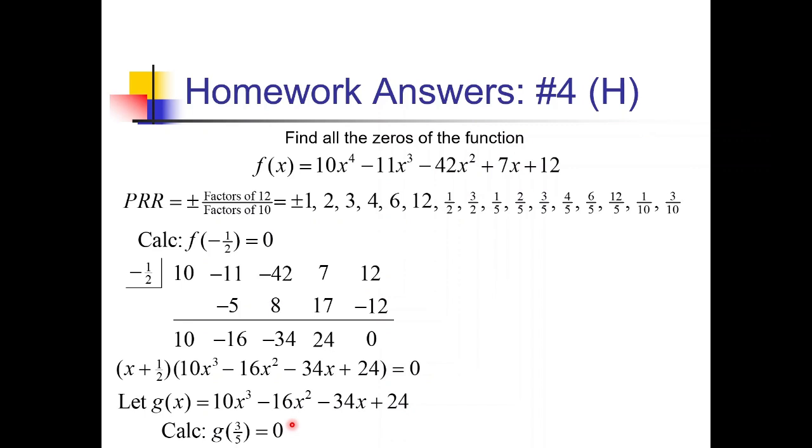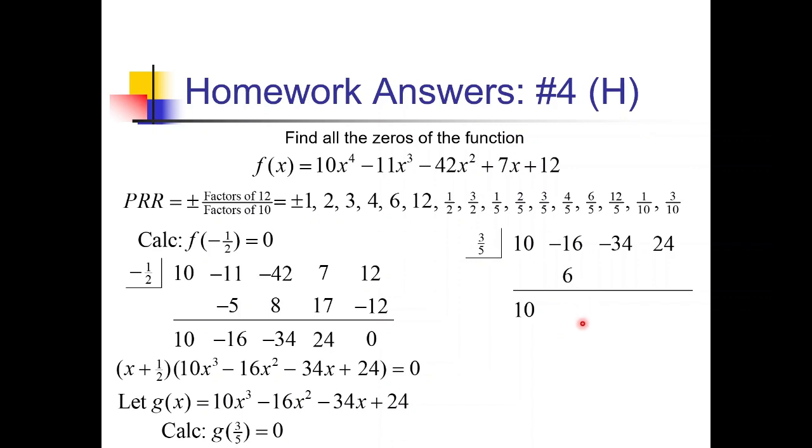So we are now going to break down the g function here with synthetic division on 3/5. So my new coefficients, we've got a 10, negative 16, negative 34, and 24. And again, we're plugging 3/5 into this synthetic division. So let's bring that 10 down initially. And then when I multiply by 3/5, I'm really dividing by 5 and multiplying by 3. So 10 divided by 5 is 2. 3 times 2 is 6, so that's 6 up there.